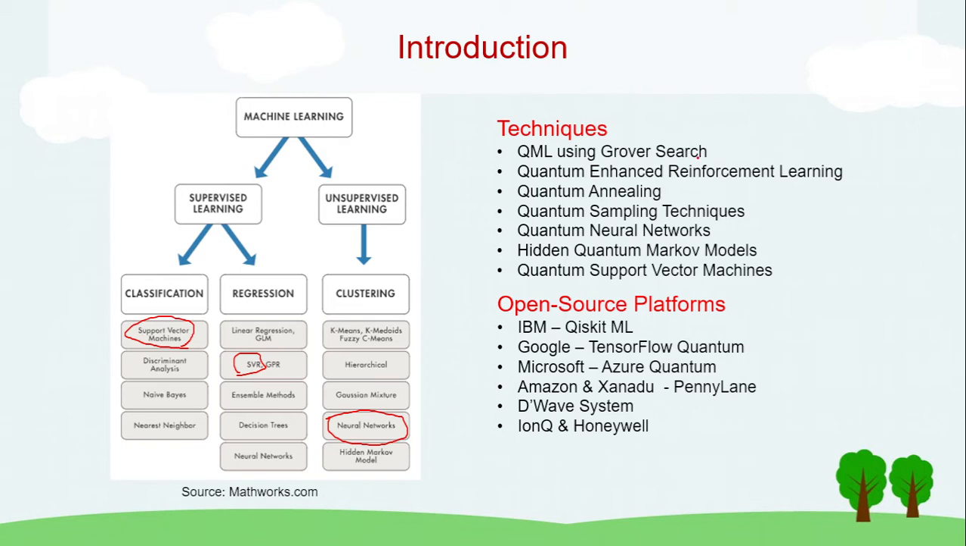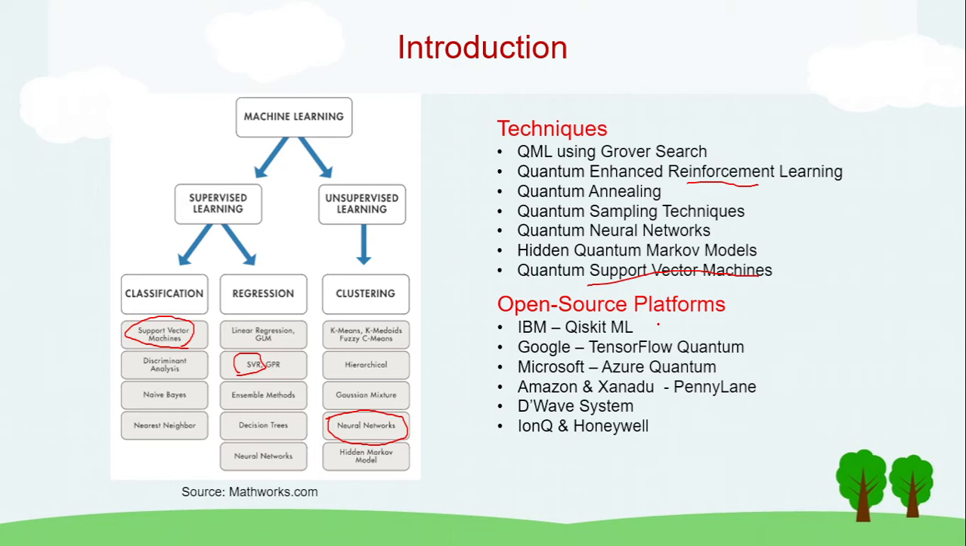There are many techniques available for quantum machine learning, even the simple ones we have studied, like Grover search. One aspect is amplitude amplification, right? That can be used for machine learning. Quantum enhanced reinforcement learning is there. Quantum annealing can really be used, that's the best optimization solution it will give, right? Then quantum sampling techniques, quantum neural networks, hidden quantum Markov models, and quantum support vector machines. This is what we are going to see in this review.